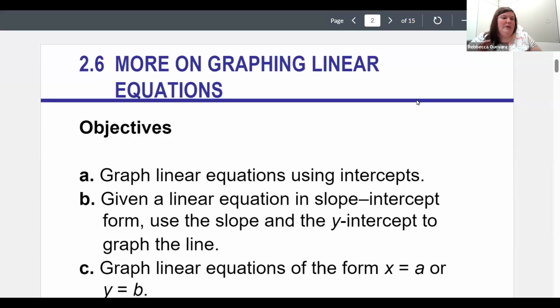All right, so now we are on section 2.6. So this is going to be a little more graphing linear equations. We did a little bit of it last time, giving you 2 points, graphing a line. Mostly we're talking about slope. So we're going to move into graphing a linear equation using intercepts. So we already know about y-intercepts. So now we're going to talk about y and x-intercepts.